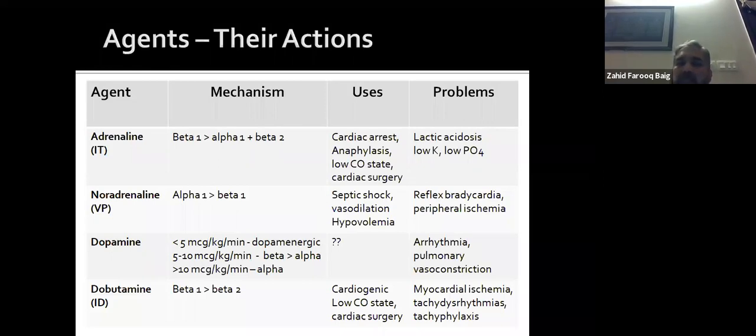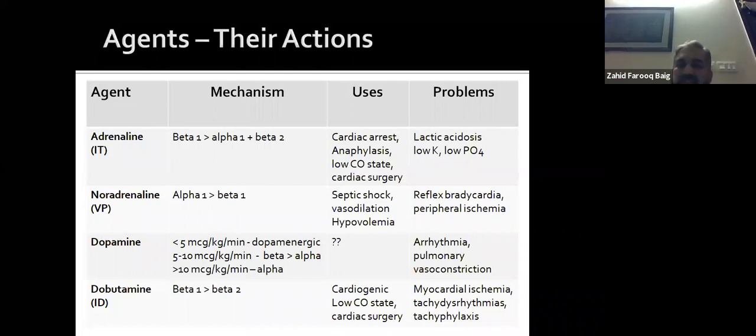Noradrenaline acts mainly on alpha-1 receptors, so it causes vasoconstriction, and to some extent on beta-1 as well. Its main use is in septic shock and vasodilatation due to neurogenic shock. In hypovolemic shock, when we replace the fluid and there is still a need for a rise in blood pressure, noradrenaline can be used for that as well. The problems are reflex bradycardia and peripheral ischemia due to vasoconstriction.